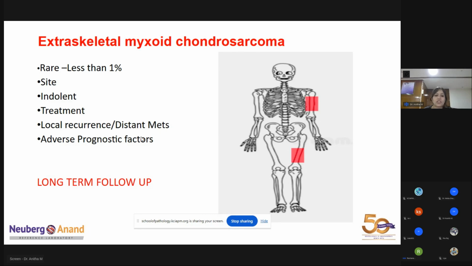And like I said, the non-EWS1 mutant shows local recurrence with distant metastasis, most commonly to the lung. The adverse prognostic factors for this particular entity are older age at presentation, larger size of the tumor, and the tumor being in the proximal extremity. Because of its recurrence and the potential for distant metastasis, these patients are followed up for a really long term.